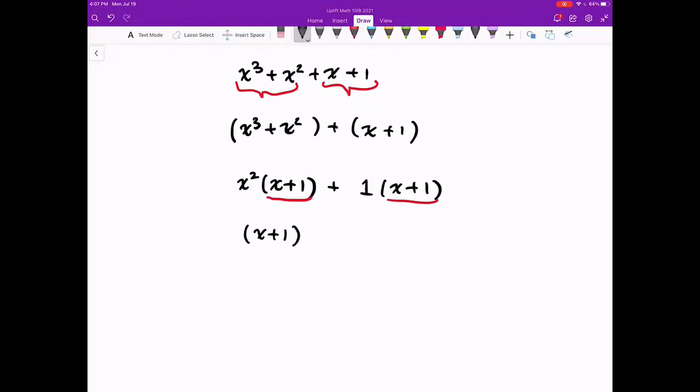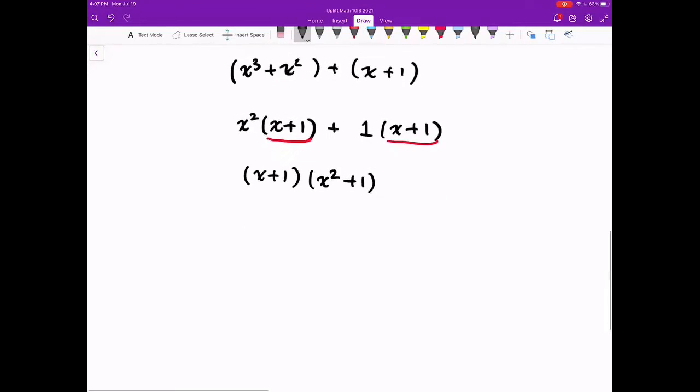So we do (x + 1), and what we have left after taking it out is (x² + 1) multiplied with (x + 1). And that would be how we factor with grouping. And we should do another example. Yep. All right, I have a good example. Okay.